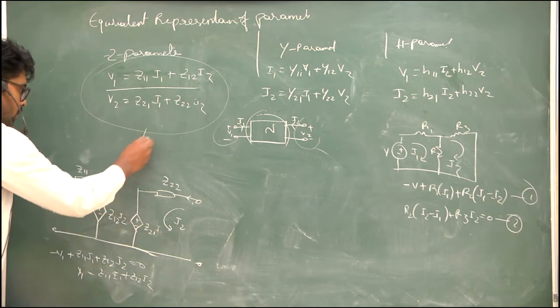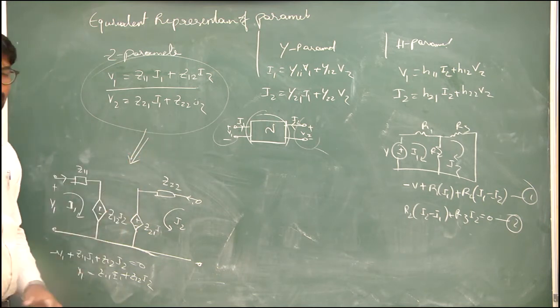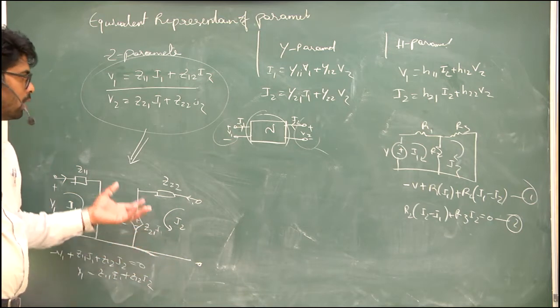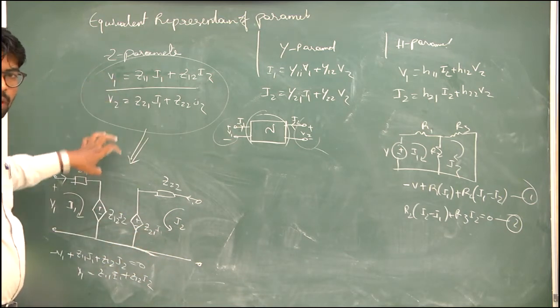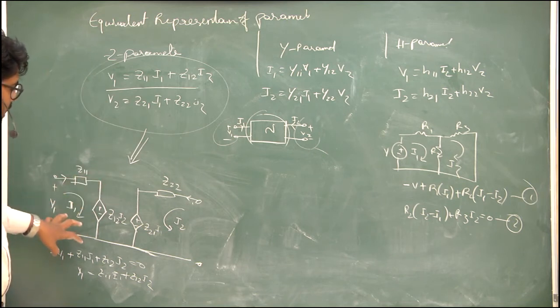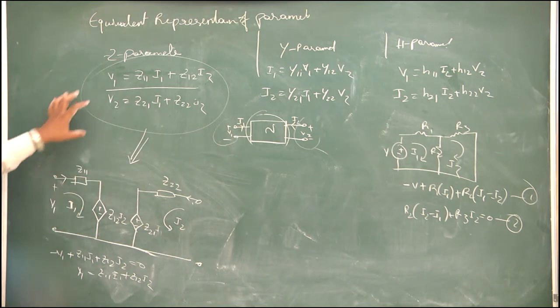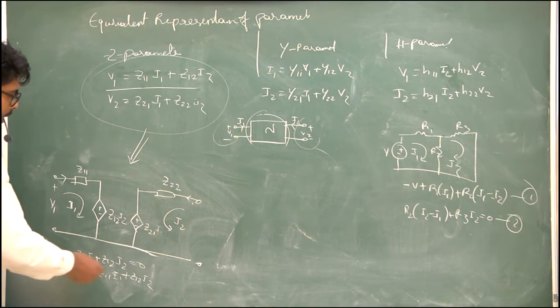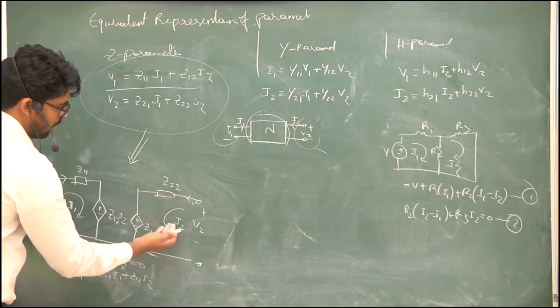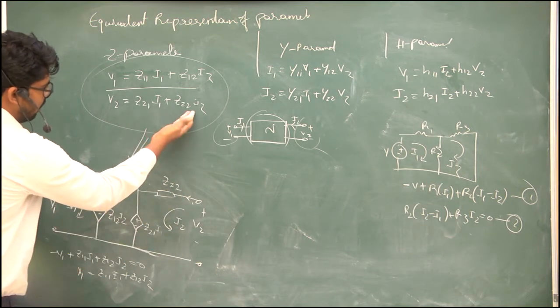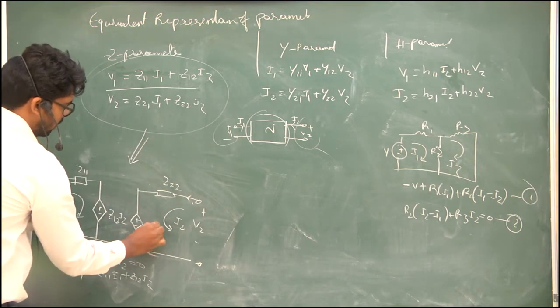Not only here, in coming semesters, if you deal with transistors, you should keep the equations in your mind, and based on the equations you need to draw the circuit. Okay, this is the equivalent representation of the Z parameters. So here again, for V2, if you apply KVL, I2 into Z22 plus Z21 I1.